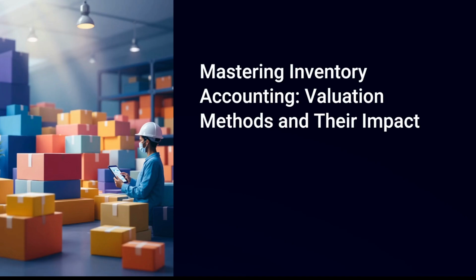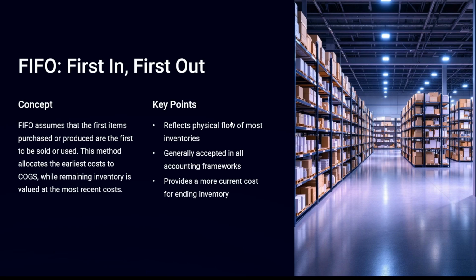In this video, we'll explore three key inventory valuation methods. Let's dive into the first method, first in, first out. This method assumes that the first items purchased or produced are the first to be sold or used. It allocates the earliest cost to cost of goods sold, while remaining inventory is valued at the most recent cost. Key point: it reflects the physical flow of most inventories.